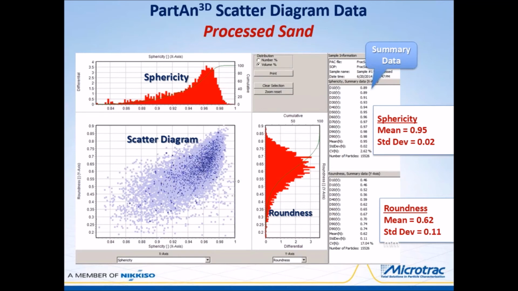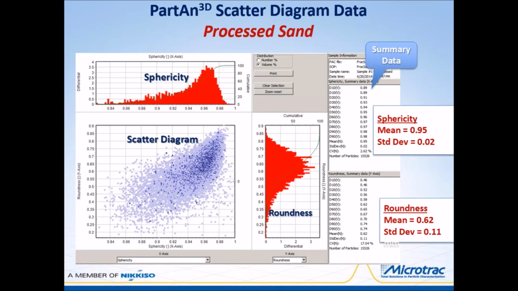This is the PartAn scatter diagram window. This blue window shows the location of every particle in the sample relative to each of its Krumbein shape parameters, sphericity on the top x-axis and roundness on the right y-axis. Any one of the PartAn's 36 3D size or shape parameters can be plotted on either one of these graphs.